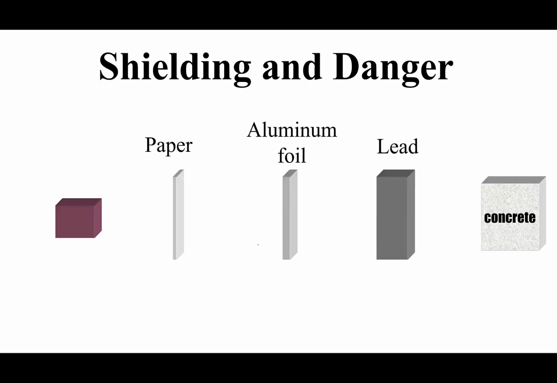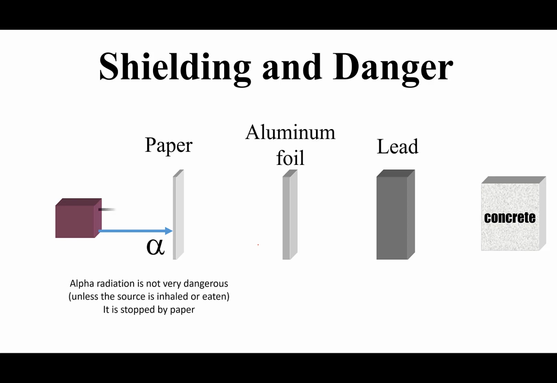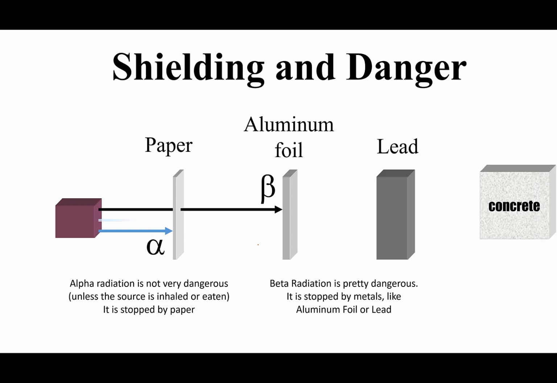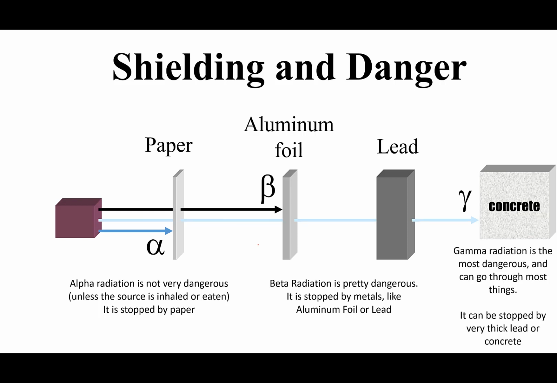So once again, shielding. Alpha radiation is stopped by almost everything. Beta radiation can be stopped by most metals, some wood, thick rubber. It's not actually that dangerous. And then gamma radiation goes through a lot. It will go through thin lead, actually, and can be stopped only by thick lead or thick concrete.